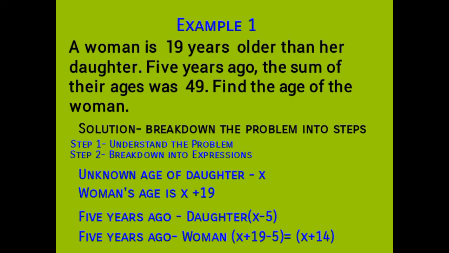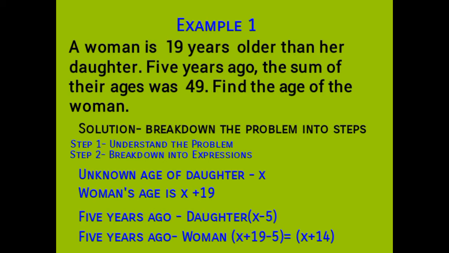So we have an example here that says a woman is 19 years older than her daughter, and 5 years ago the sum of their ages was 49. Find the age of the woman. So we take the question and break it down into different expressions. First we have to relate the woman's age to her daughter's. So the unknown age of the daughter we will refer to as x, while the woman's age becomes x plus 19.